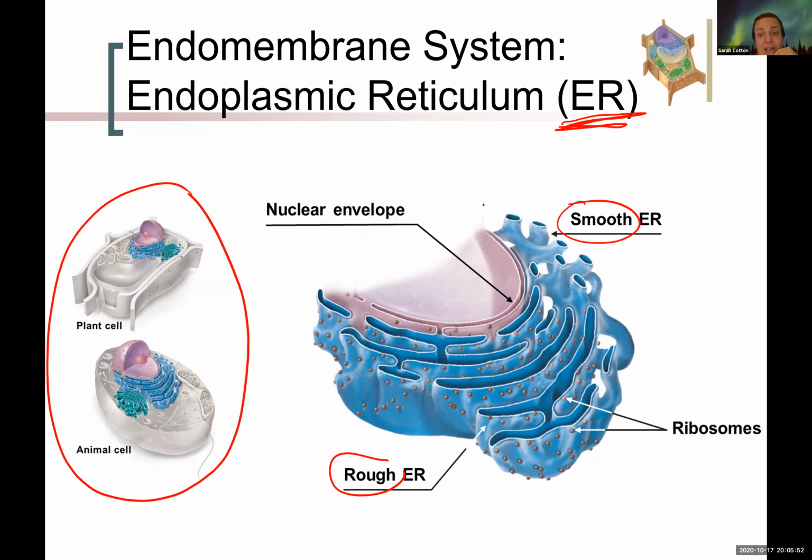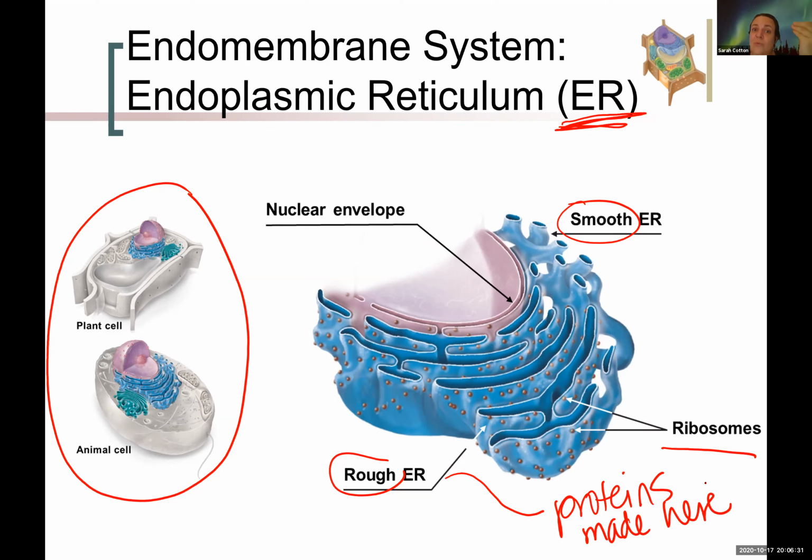The rough variety is called that because it has all these little bumps on it that make it look rough underneath the microscope, like studded, okay? Those little bumps are ribosomes. Since you already know what ribosomes do, what do you think happens on the rough ER? What do ribosomes do? They make proteins. So rough ER is a place where proteins are made, right? Specifically it's the ribosomes that are doing it, but it's happening on the rough ER.